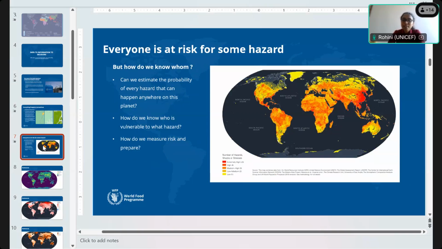Now, the second question we started asking, now that we have our base layers: where can a hazard happen? Where do people live? And how vulnerable are they? And we need to answer this question for the whole world. For every child living in the whole world is my current role. But of course, in World Food Programme, it's all people who are food insecure. So that's what we started doing.